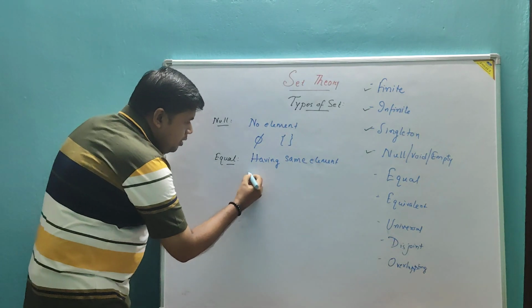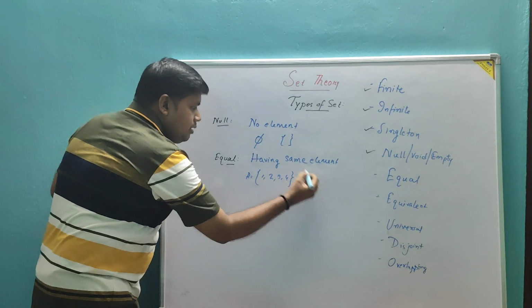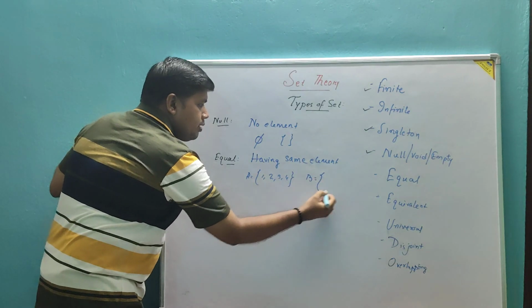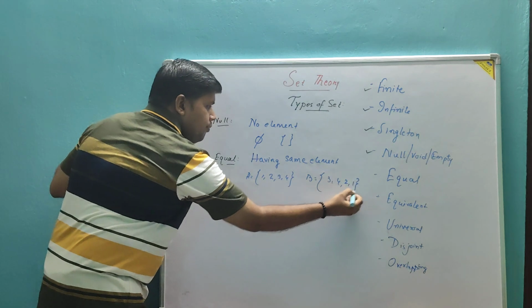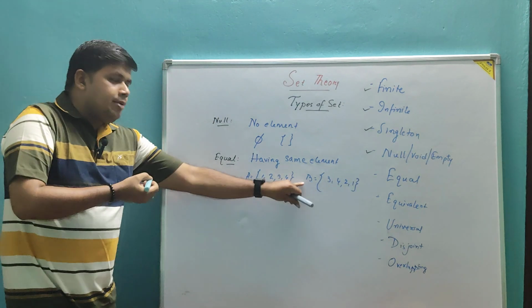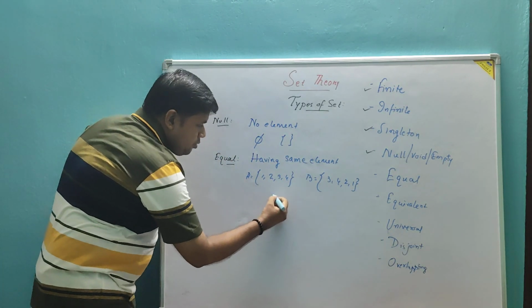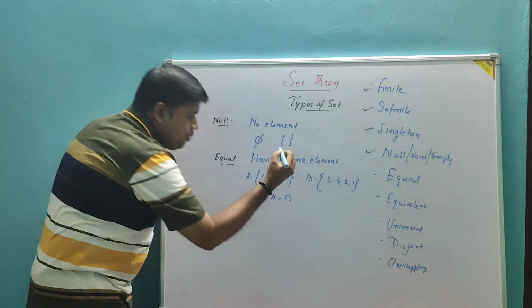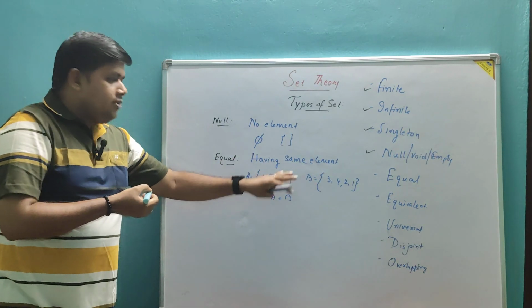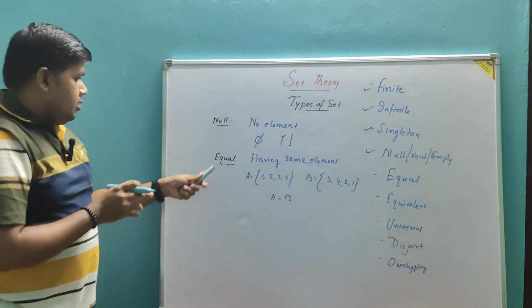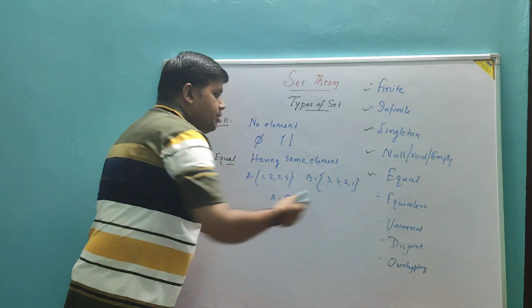For example, let's take a set A having elements 1, 2, 3, 4. We have another set B, say 3, 4, 2, 1. In that case, we can consider A and B as equal since the elements are the same. So we can say A is equal to B. A and B are considered to be equal only if they have the same elements. So that is the example of equal sets.